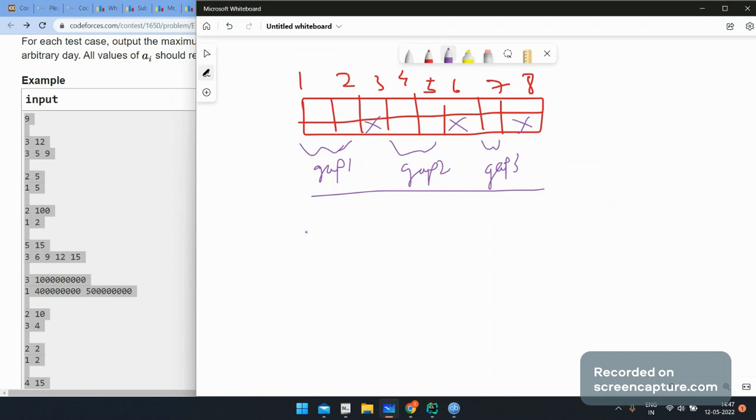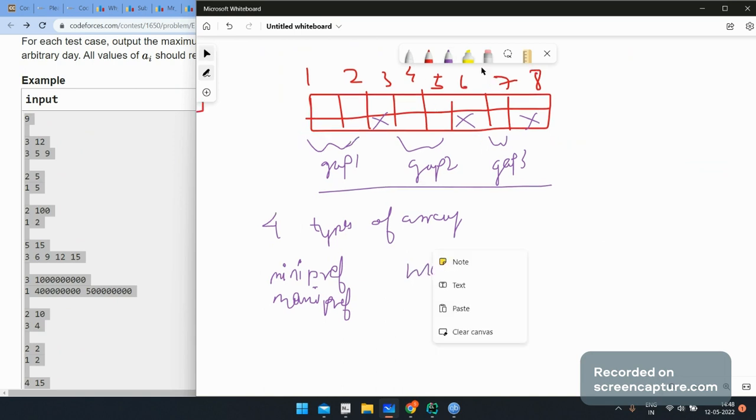Let's start with prefix arrays. We will have four types of arrays in short: minimum prefix, maximum prefix, minimum suffix, and maximum suffix. So there is a very good observation here.